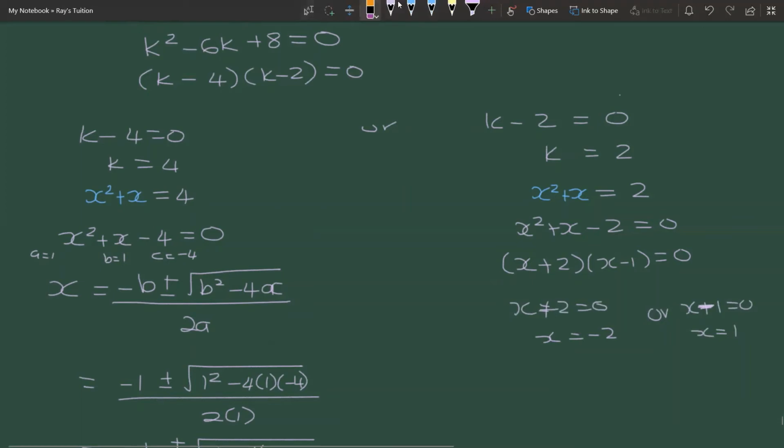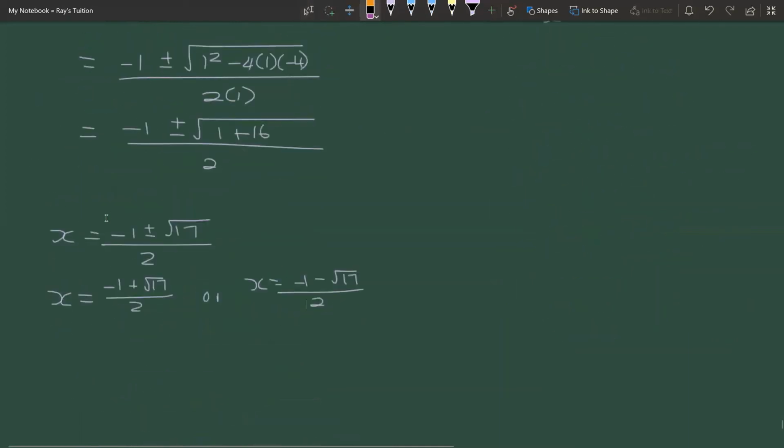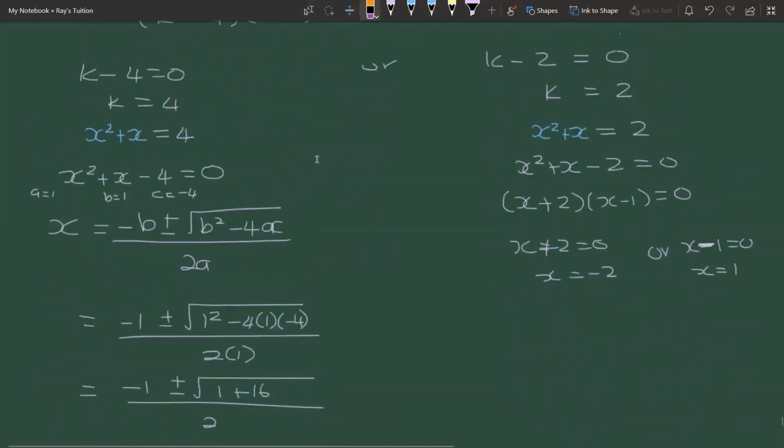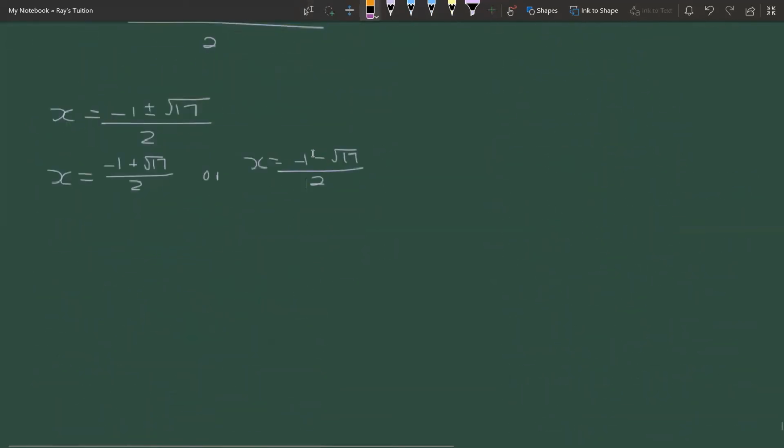And that is how we then use the substitution method. Can you see that we have gotten 4 answers for x? So 1, 2, 3, 4. And without the substitution method, this would have been a lot more complicated.